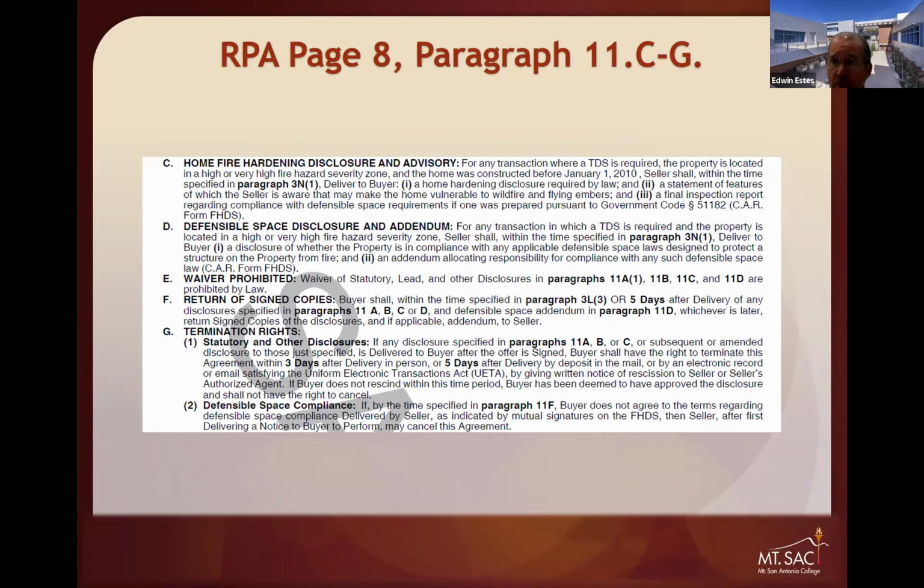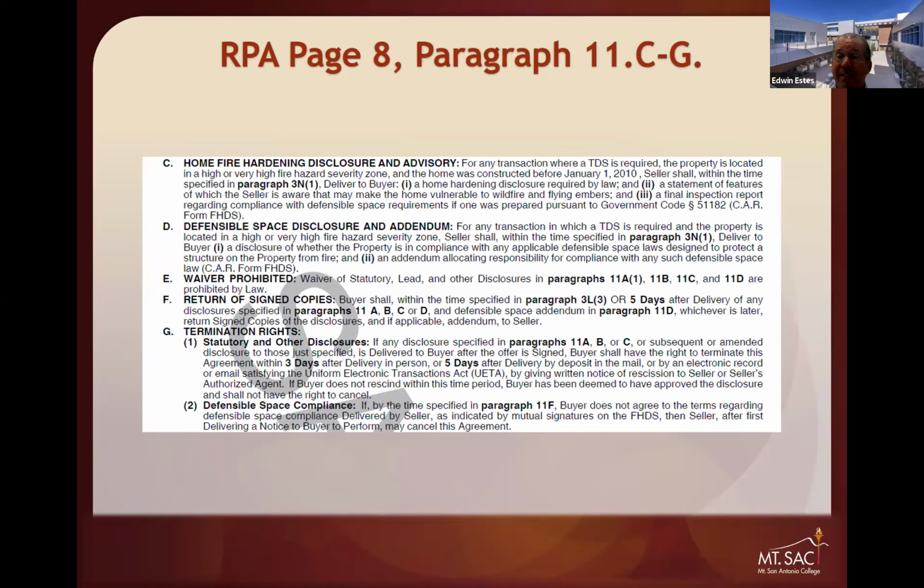So if that doesn't apply, the seller is not required to give an FHDS form, home fire hardening disclosure and advisory. If you are in all three of those areas, then you are required to give it. All right. Now, talk to your broker. If you are not covered under this, which means you don't have to give it, I think giving that form sometimes creates more confusion than it's worth because it calls out local inspections. And many of our localities don't have local inspections, and it gets very confusing for the parties.